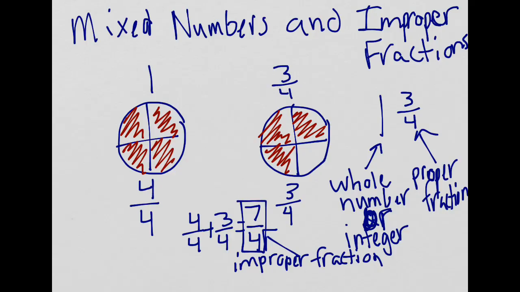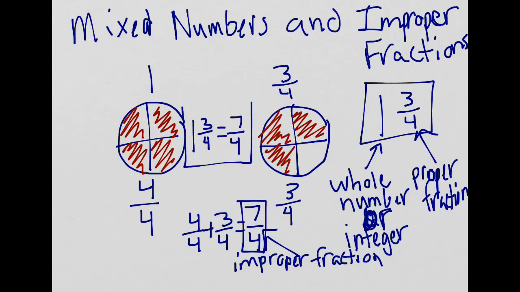Both 7/4 and 1 and 3/4 have the same value though, so in the middle I'm going to put 1 and 3/4 is equal to 7/4. They both have the same value even though they look different, because the model is the exact same for both situations. So my answer, this model represents 1 and 3/4 or 7/4. One's a mixed number and one's an improper fraction.